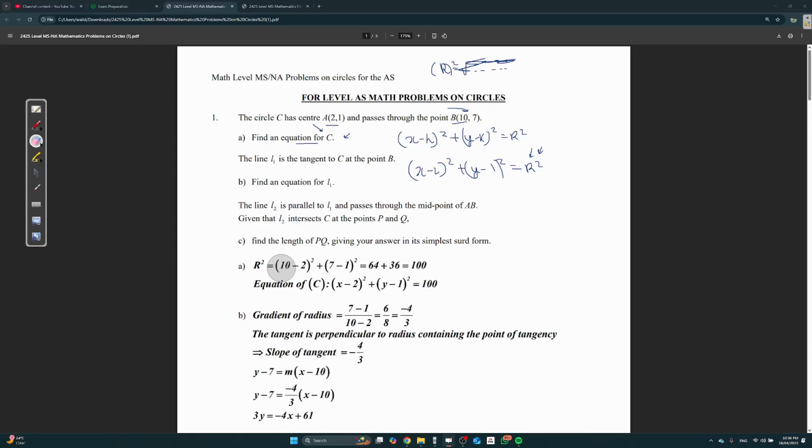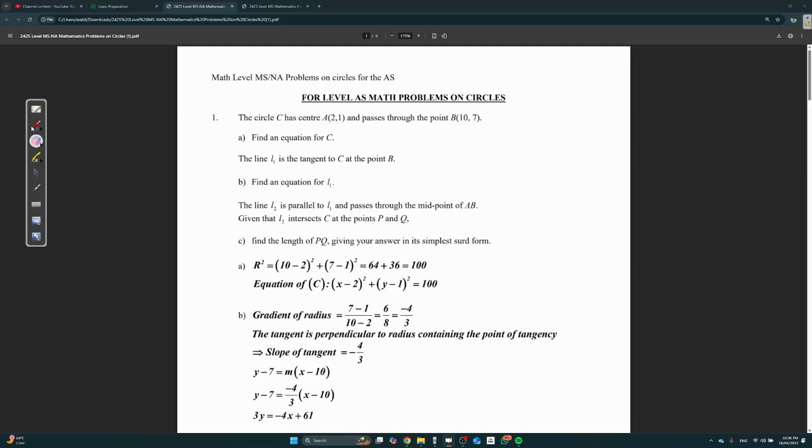Okay, so that's how you do this. They get to r squared. And this is the equation of C, will therefore be, since you get r squared to be 100, after doing this, (x2 minus x1) squared plus (y2 minus y1) squared, you're going to get (x minus 2) squared plus (y minus 1) squared is equal to r squared, which is 100. So this is your equation.